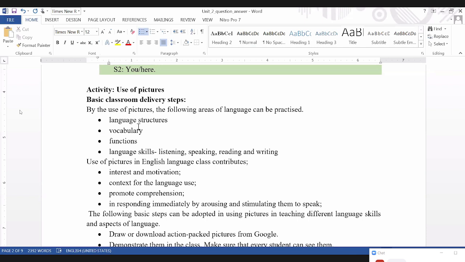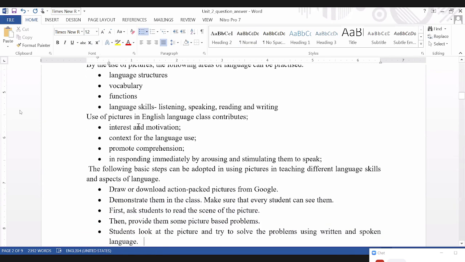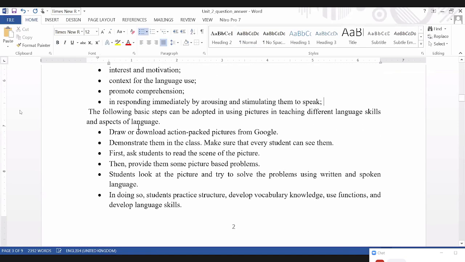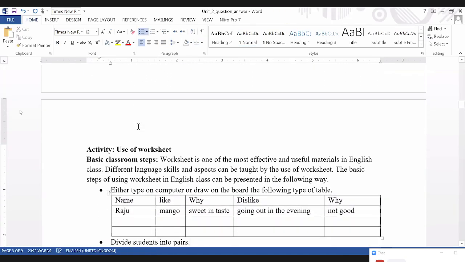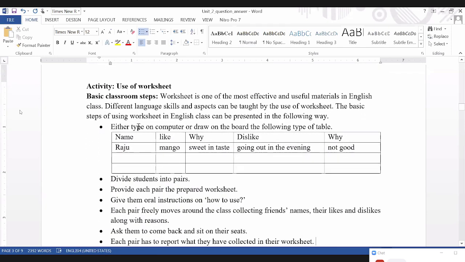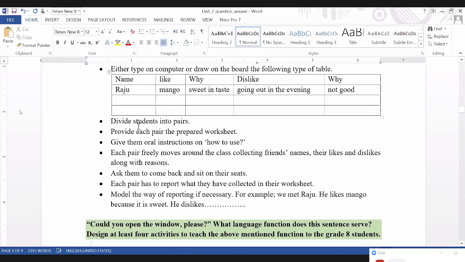I have contextualized a little here. Context for language use, promote comprehension. In responding, it contributes to responding immediately by arousing and stimulating students to speak. And these basic steps, I wrote from my side. So in this we can use pictures, and use of worksheets we discussed in our previous classes also, to teach different language functions and skills.